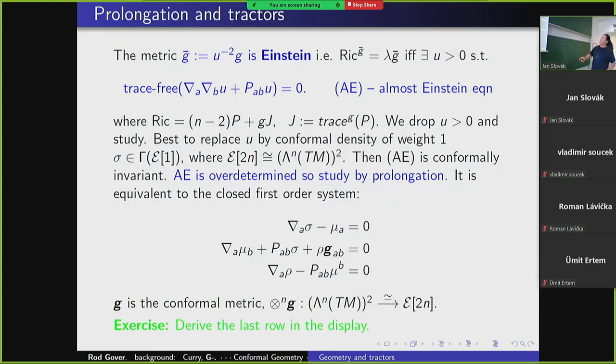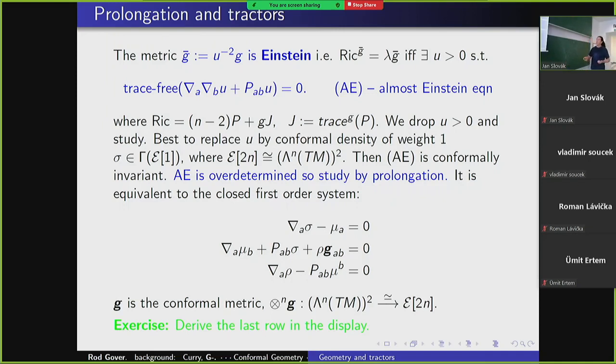Now to study this, I can explain this more if you want, but it's best to drop the positivity of that function. If we want it to be a metric, then obviously we want u to be not 0, but I want to drop that requirement and allow u to have any sign and just be a solution of that equation. And it's best, in fact, to replace u by a density of weight 1, because then this equation becomes conformally invariant. Otherwise, it's just covariant. And then we study it by prolongation. So what does that mean?